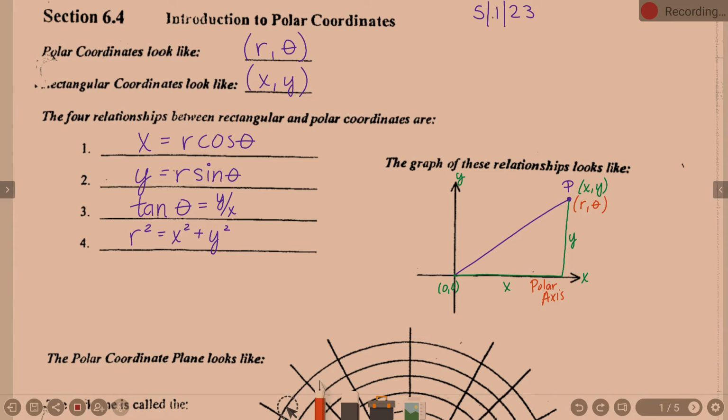Okay. The center is no longer called the origin. We call it the pole. And when you talk about the pole, it would be just denoted as the number 0 and not the ordered pair 0, 0. And let's see, what else? Theta. Where's theta? Theta is going to be the angle that talks about how far we are from the polar axis. And then, of course, r is the radius.